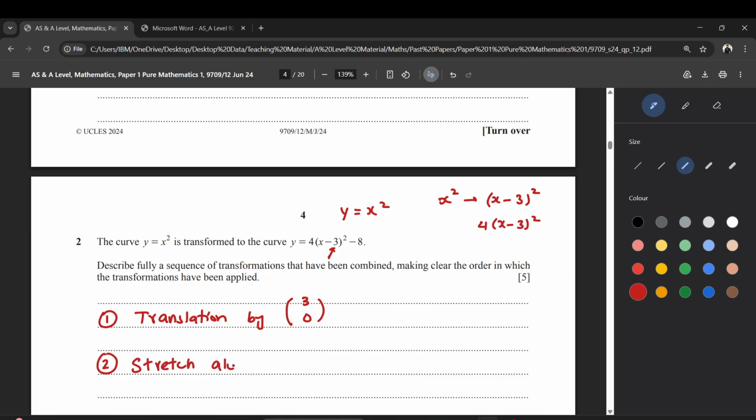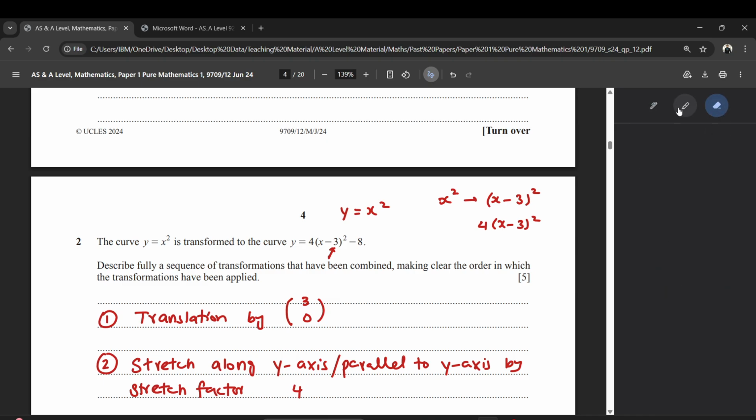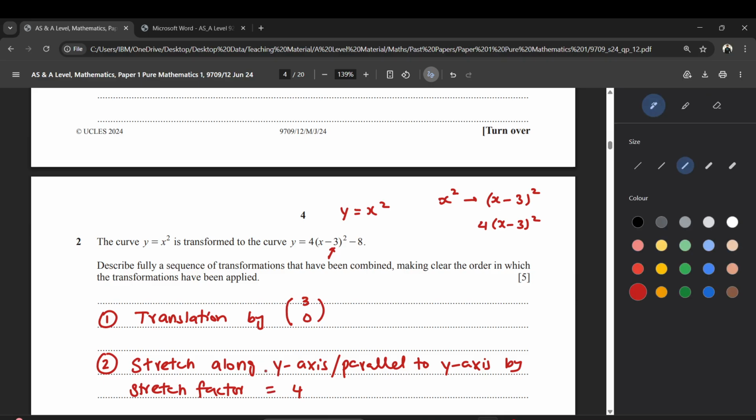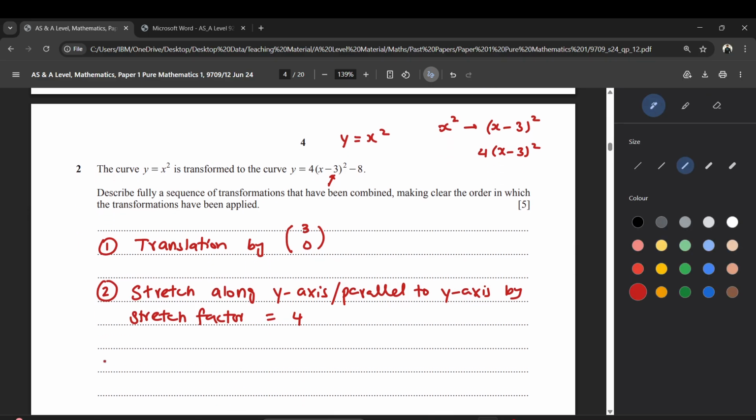Okay, a stretch along y-axis, or you can say stretch in the direction of y-axis, or you can say parallel to y-axis. Okay, that's another word, parallel to y-axis, by stretch factor of 4. Or you can just say by stretch factor equals to 4. That is the second transformation.